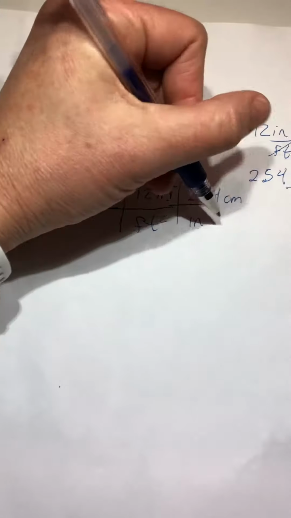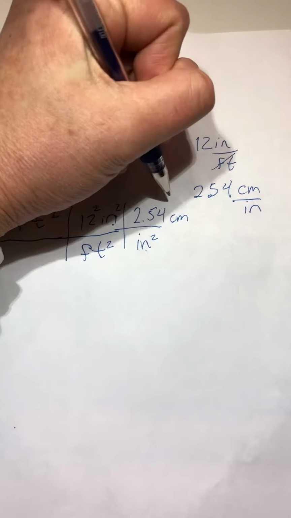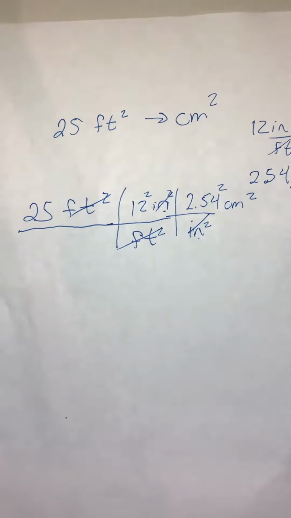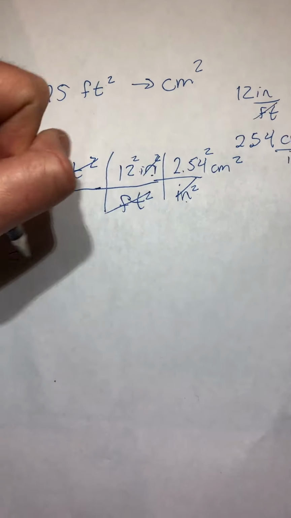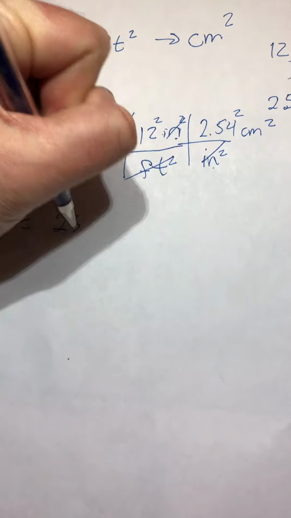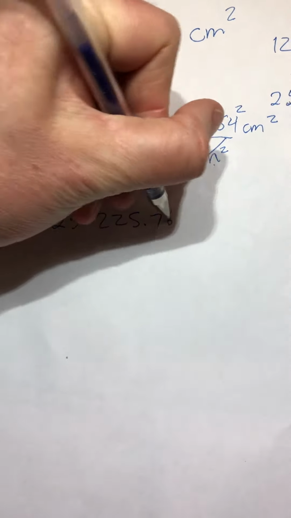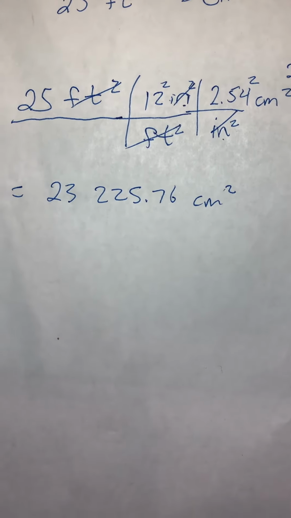Now we squared the inches, we're going to square this to match the inches squared up here, also the 2.54 and the centimeter squared. Now the feet squared can cancel, the inches squared can cancel, and your resulting unit is centimeters squared. If we calculate it out, we'll find out that the answer is 23,225.76 centimeters squared.